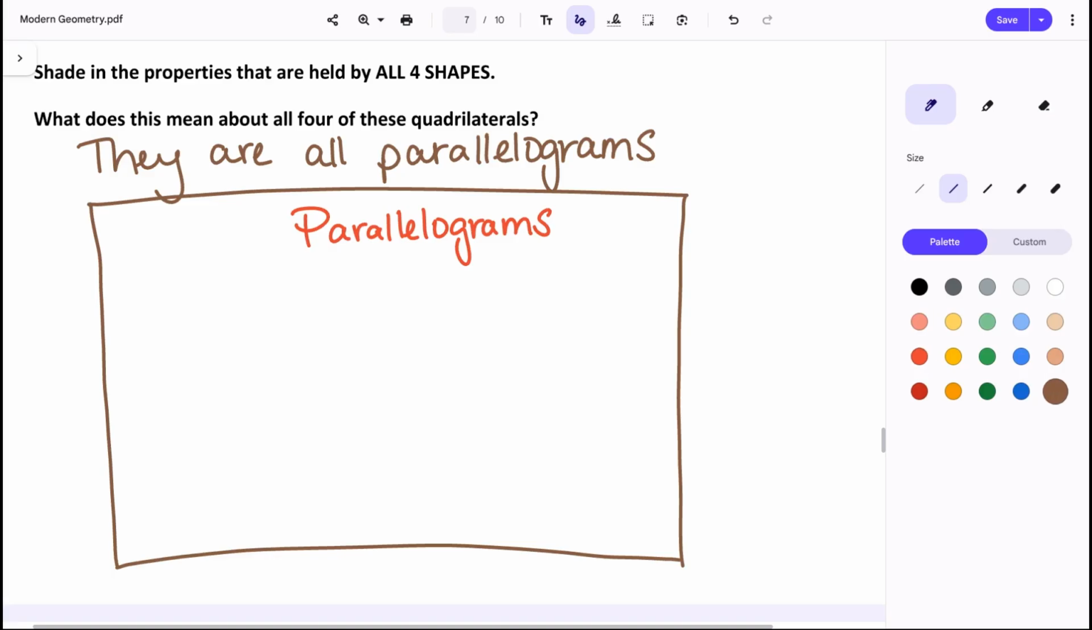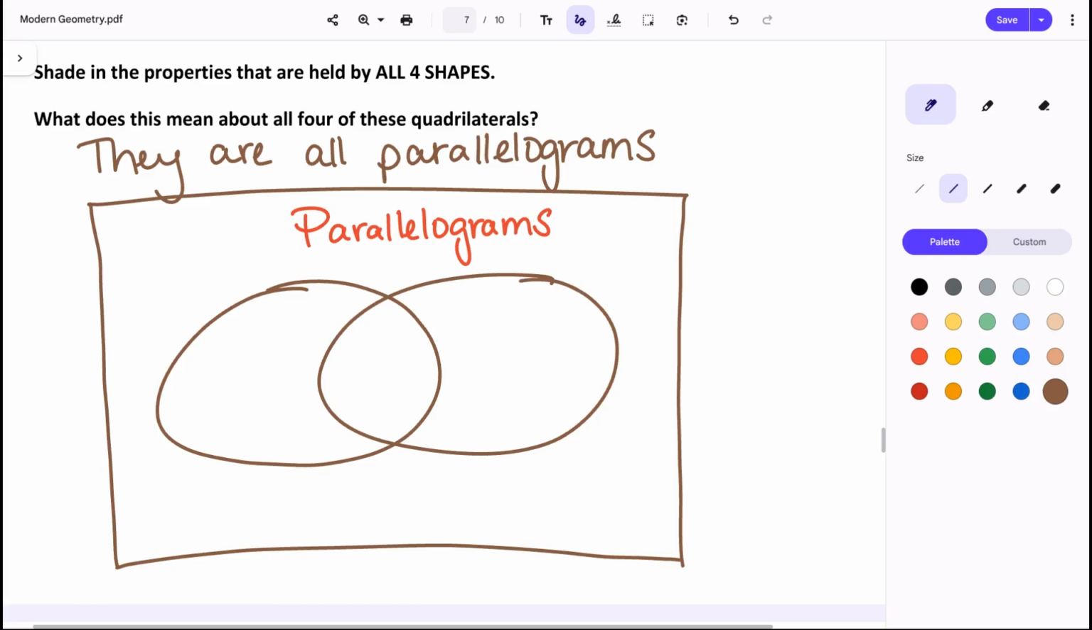Now inside of this here, I'm going to draw 2 kind of ovally shapes, and I want them to overlap there in the middle. And that's where I'm getting my Venn diagram from. Inside of those ovals, on one I'm going to put rectangle. And over here I'm going to call this a rhombus. And in the middle I'm going to write square. So a square is on the innermost piece of my picture here.